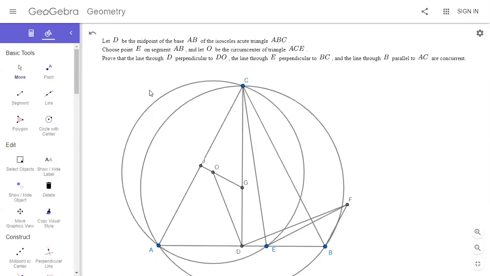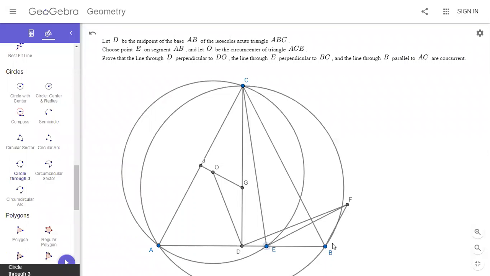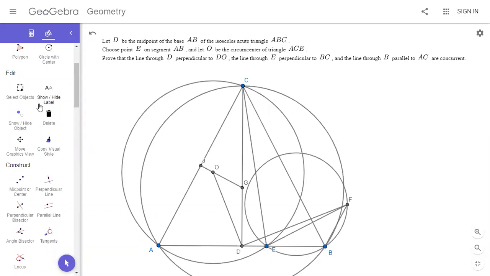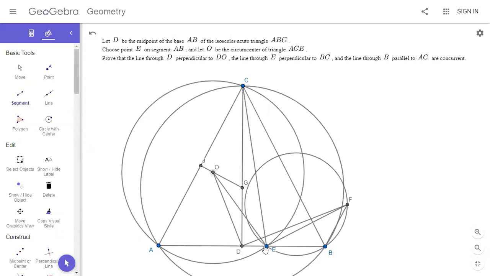All right, let's see. Isn't OE tangent to the circumcircle of BEF? It could be. Let's check it out. Maybe you've already found it by an angle chase. Did you think OE was tangent? Is that what you were saying? Sorry, I messed it up. Oh, it's all right.